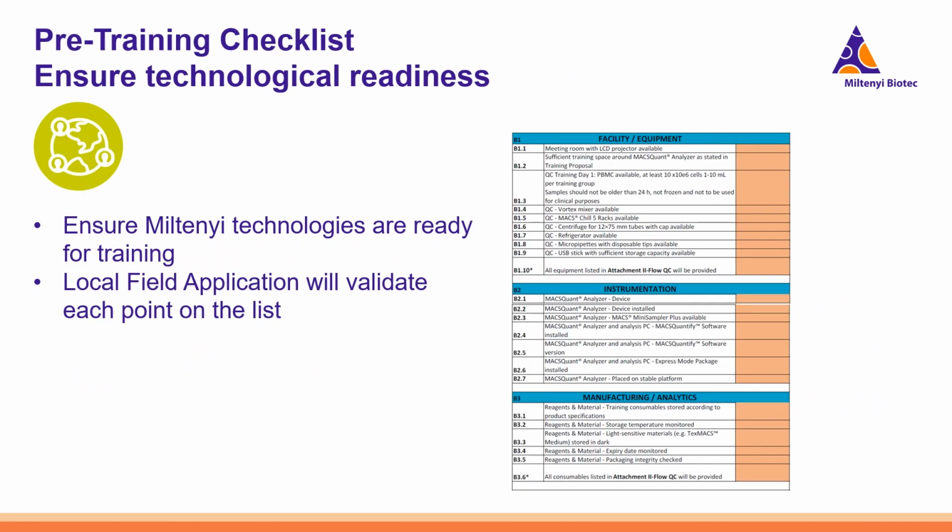In order to determine the technological readiness of the site to actually receive the protocol, we have developed something called the pre-training checklist. And this is, as the name describes, a fairly long list. This is just a small part, it's actually quite long, of items for which we need to check whether they are present in order to determine whether the site is technologically ready to actually receive and run the protocol.